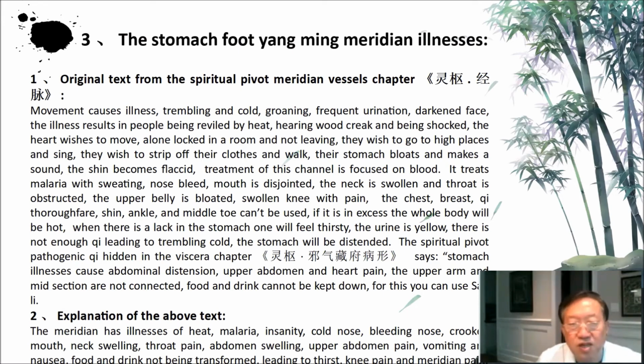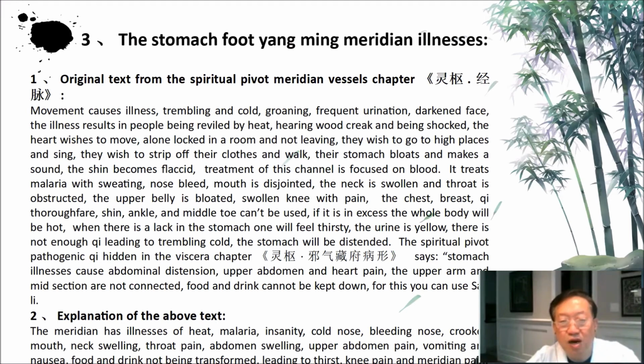When there's a lack in the stomach, one will feel thirsty. The urine is yellow. There's not enough qi, leading to trembling cold. The stomach will be distended. The Spiritual Pivot, pathogenic qi hidden in the viscera chapter, says stomach illnesses cause abdominal distension, upper abdomen and heart pain, and the upper arm and midsection are not connected. Food and drink cannot be kept down. For this, you can use San Li.